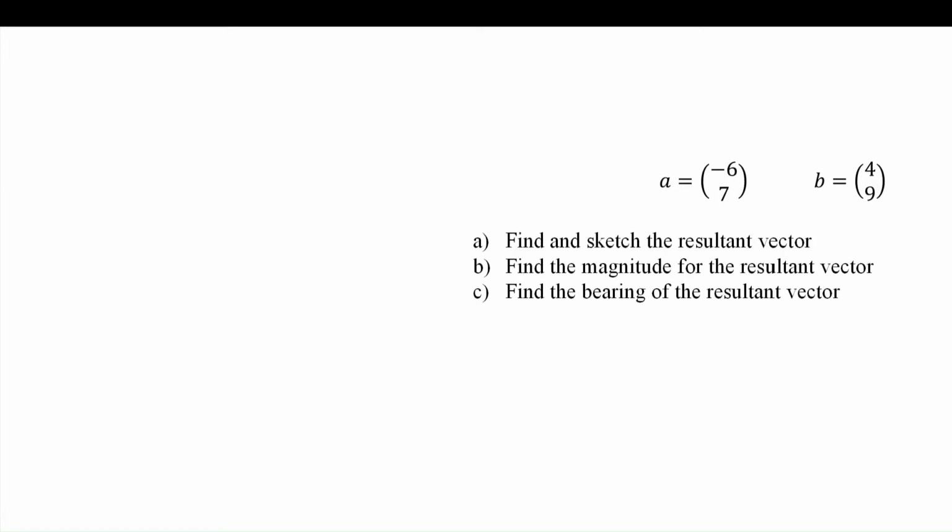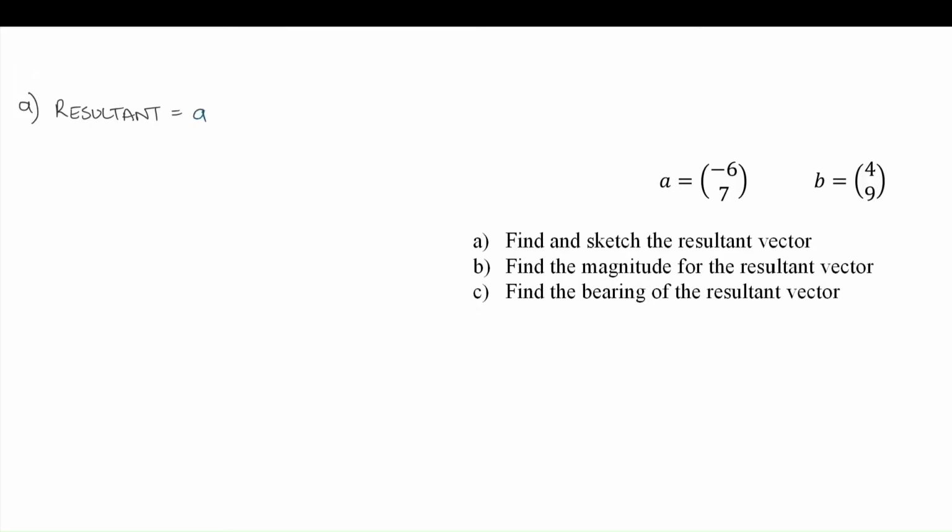In this question, we've been given two column vectors and we've been asked to first find and sketch the resultant vector. The resultant vector is the vector that you get from combining the two vectors we've been given, from adding together A and B. So the resultant vector, A plus B.